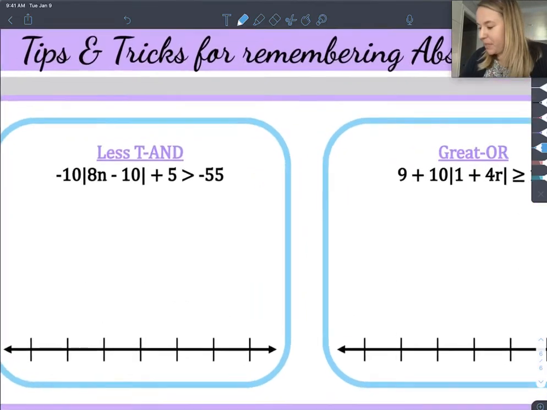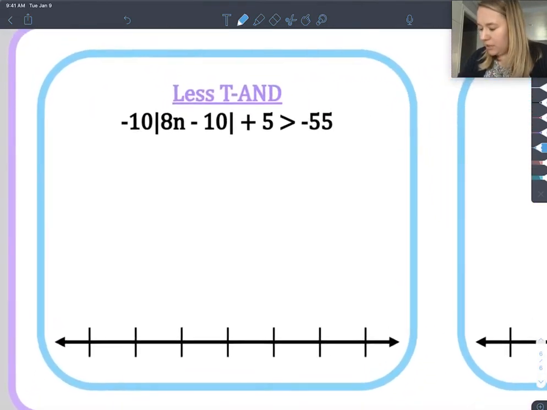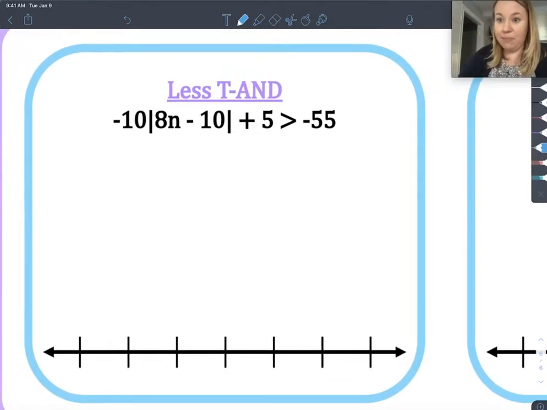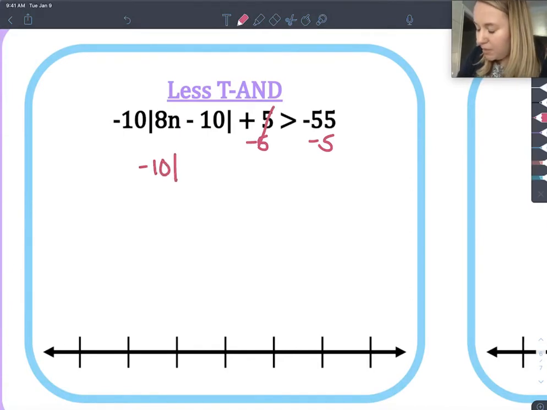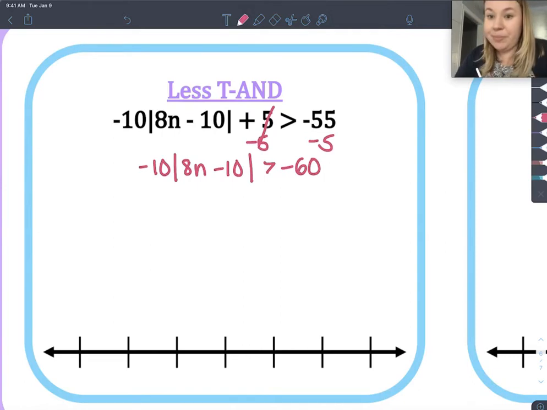So let's look at this one first. And I know I'm going to write big, so I'm going to run out of space, so I'm going to try to write tiny here. We're going to start off with subtracting 5 on both sides because we have to isolate our variable expression. We get left with negative 10 times the absolute value of 8n minus 10, which is greater than negative 60.